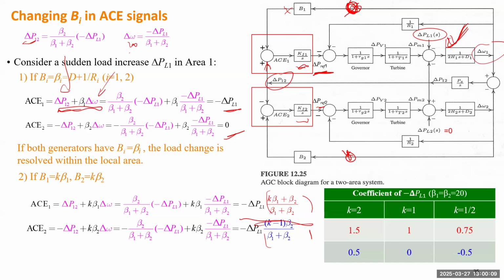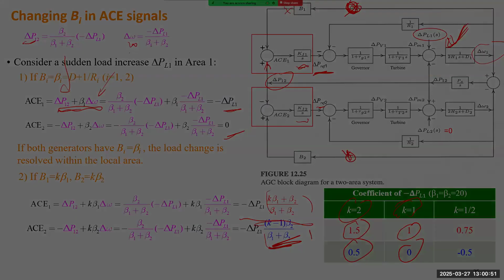So we can put together a table by giving k different values, and we can get some conclusions on ACE1 and ACE2. If k takes 1, the first factor will be 1 and the second factor will be 0. So this is what we know about using the B value the same as the beta value. But if k takes 2, double, the first one will be 1.5. The second is not 0, it's 0.5. Even though it's lower, it means you still need this one to be 0.5.